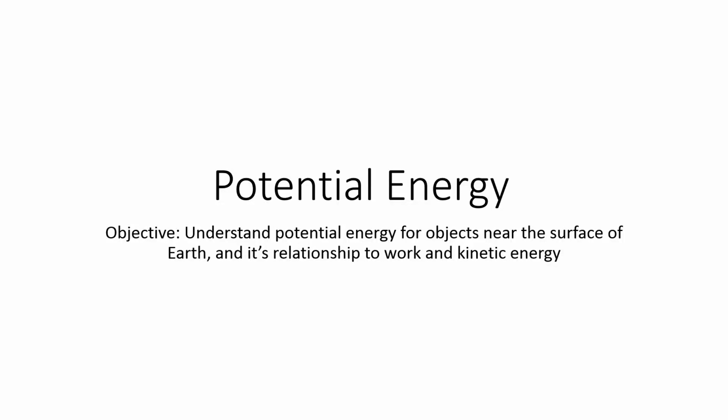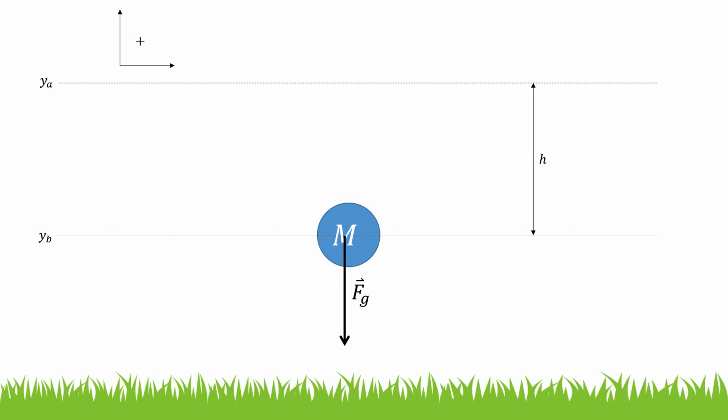The goal of this video is to define potential energy in terms of work, specifically that done by gravity, and see how potential energy is related to kinetic energy. If an object falls from a height of ya to yb, gravity performed work equal to the force of gravity times that displacement. You will have noticed the work done by gravity always works out to be mgh, where h is the vertical displacement of the mass.